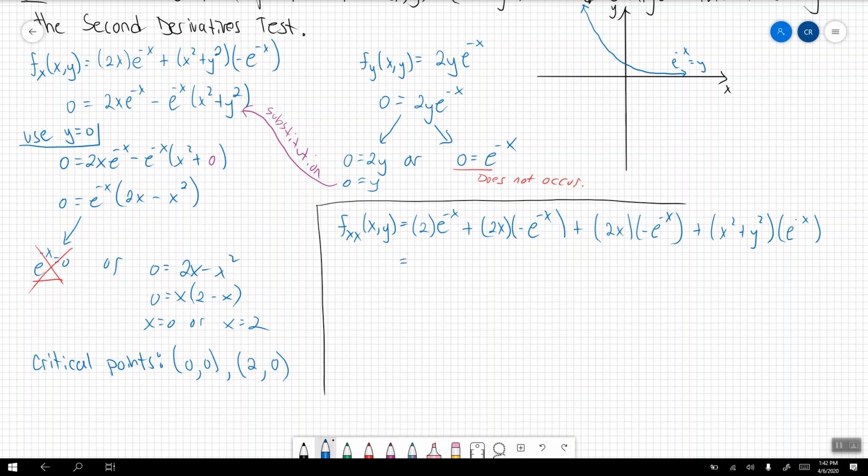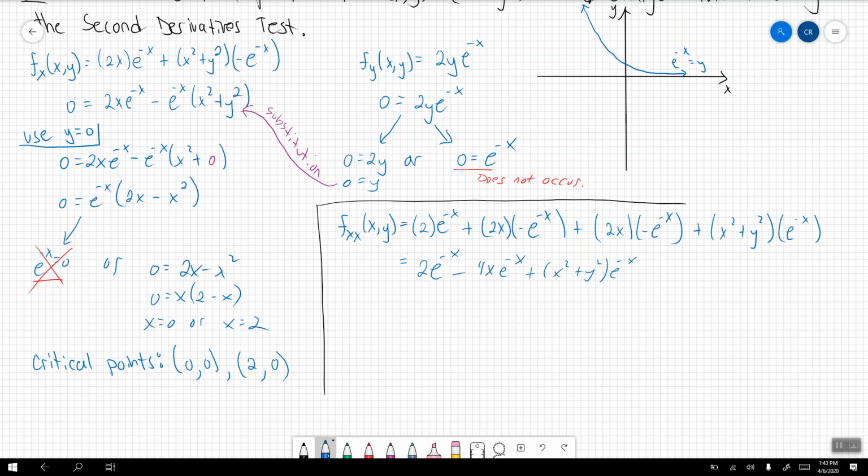So let's see, I believe we have some like terms here. So that should be 2e to the negative x minus, that's going to be 4x e to the negative x plus x squared plus y squared times e to the negative x. There we are. All right, not too bad.